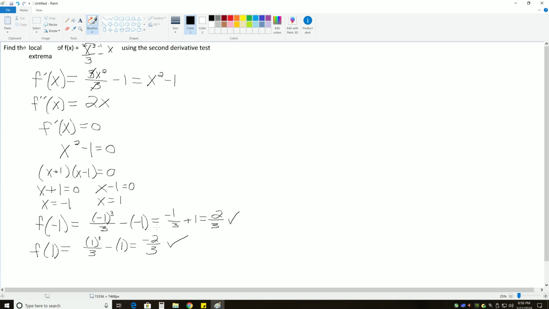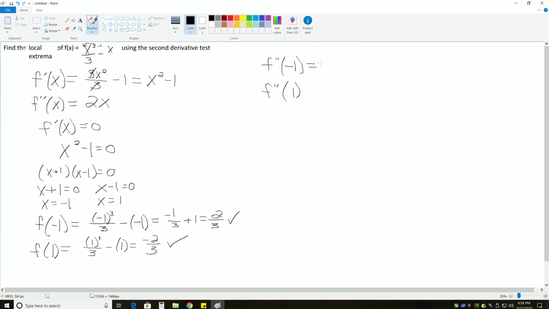Once we've done all of this, the second derivative test then says that we literally have to test the second derivative. We need to take f double prime of x equals 2x, and we need to plug each of our critical numbers into the second derivative. So we're going to find f double prime of negative 1 as well as f double prime of positive 1.